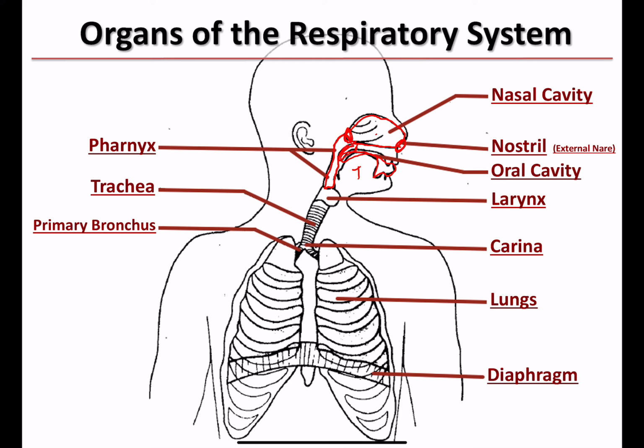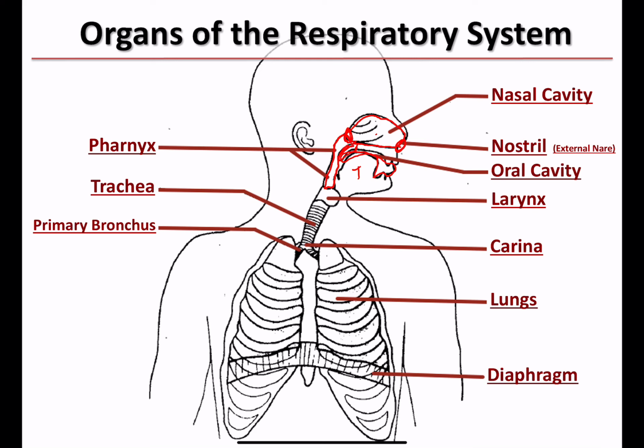All right, so this pharynx, or throat, if you will, lays posterior to the oral cavity and the nasal cavity. Right here we have our larynx. Our larynx is otherwise known as our voice box. This is where our ability to speak, or phonation, ultimately arises from.